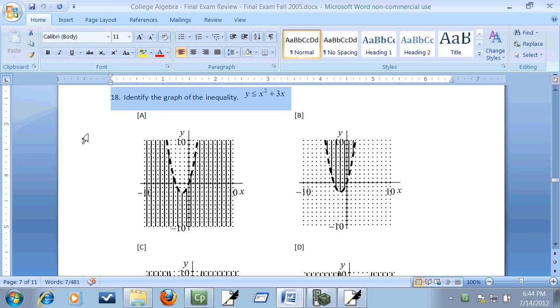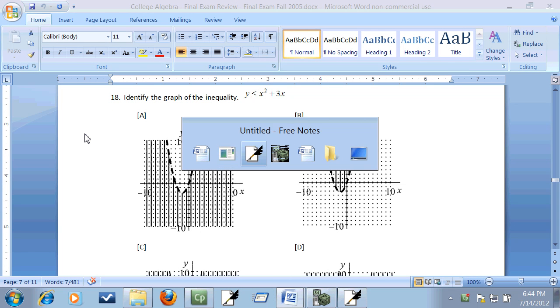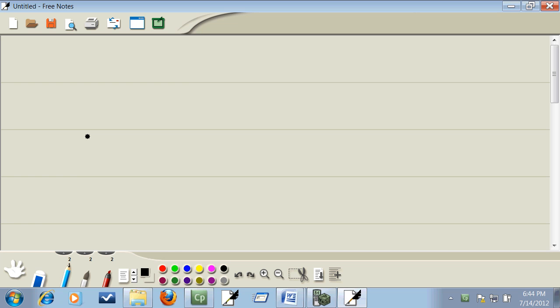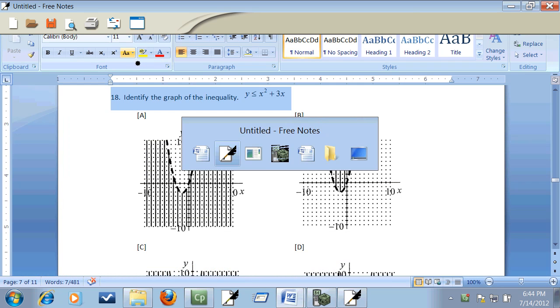Well, let's take a look at number 18. Identify the graph of the inequality. Basically, graph the inequality. So we got y is less than or equal to x squared plus 3x.